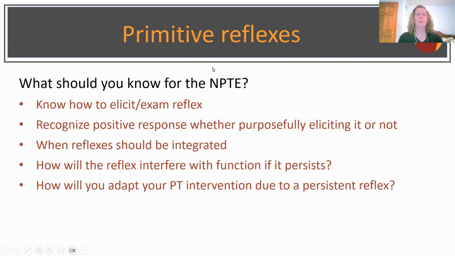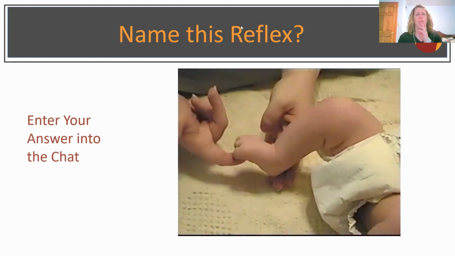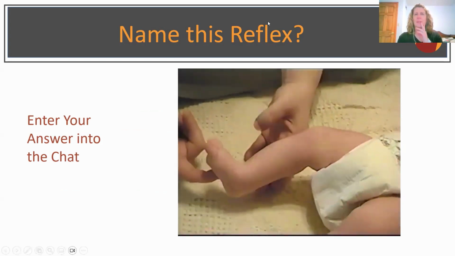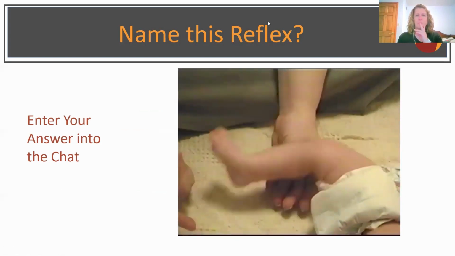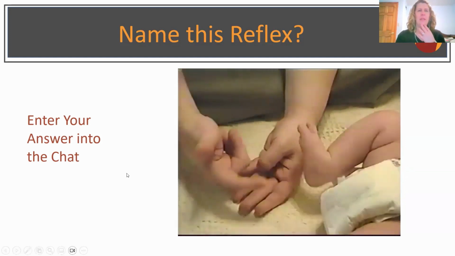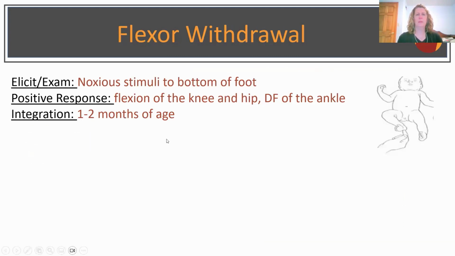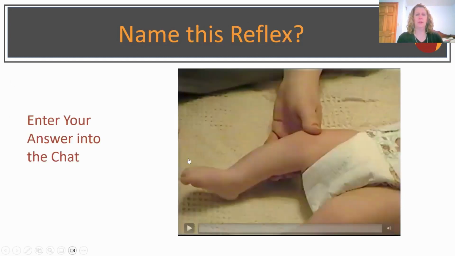Okay. All right, so here we go. What's the name of this reflex? We're going to start easy. So go ahead and put it in the chat. Sorry, I'm trying to manage, trying to get everybody muted. Yeah, plantar grasp. Okay, very good. All right, I'm going to get the hang of it here in a minute.